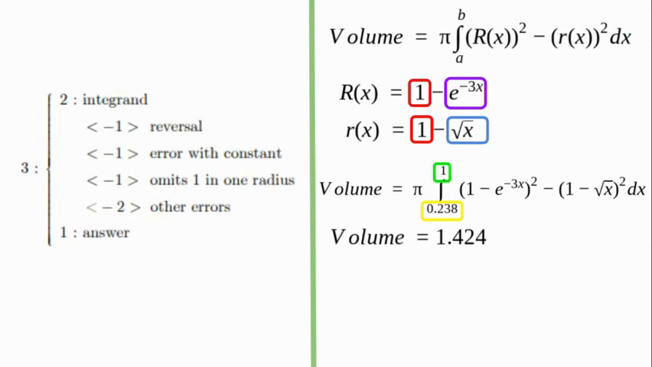Then if we look at the scoring guidelines, we see that this part of the question was worth 3 points. You would get 2 points for the correct integrand and 1 point for having the correct answer.